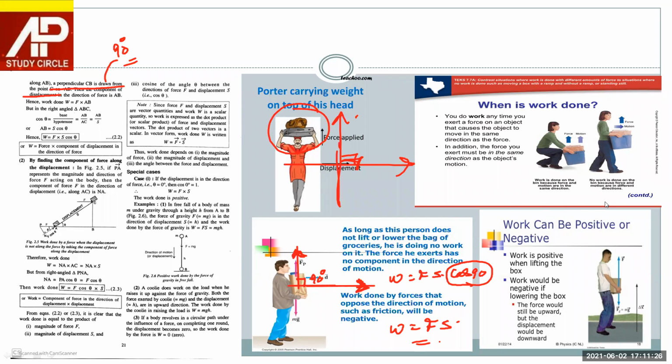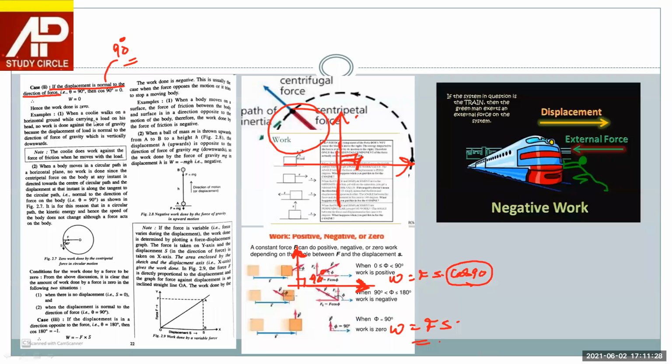Because in this condition, when a coolie walks on the ground while carrying a load on his head, no work is done against the force of gravity, because the displacement of the load is normal to the direction of the force of gravity, which is vertically downward. So this is a coolie.